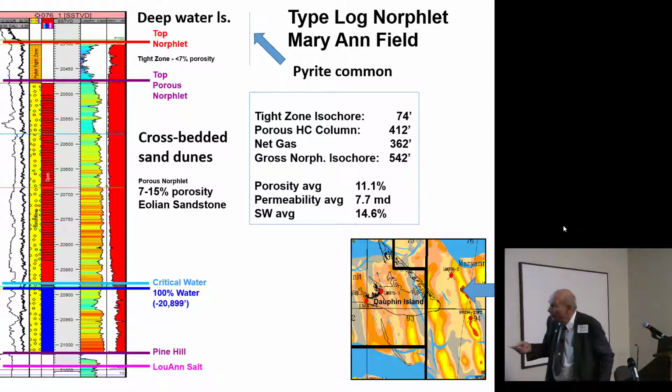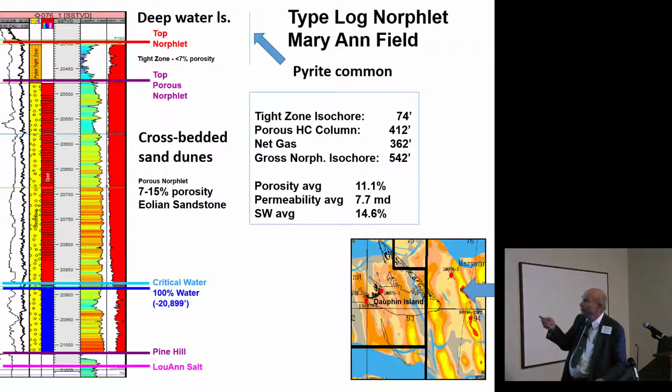Now the Norphlet is 450, here it is. Oh, they didn't say, well, it's 415 degrees Fahrenheit. And so the oil was pretty well turned into gas. So Mary Ann is a gas field. And this is the same situation that we discussed earlier. The ocean came back in, and these dunes have kept their dune shape. And therefore, you can see them on seismic.